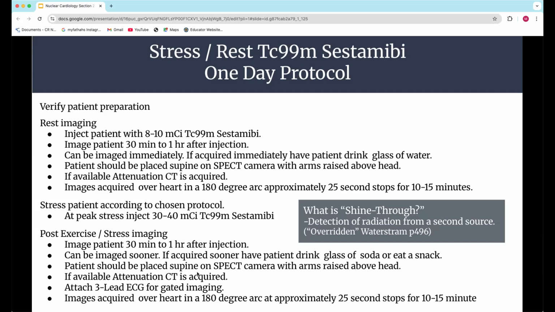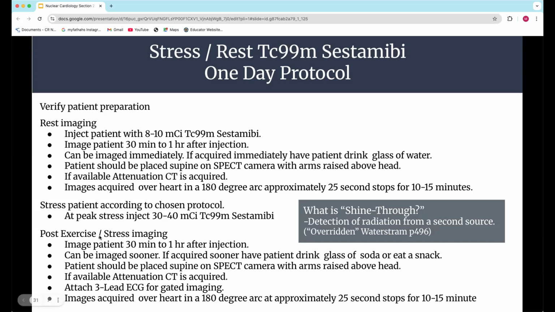Now, as you can imagine, besides those two differences, it's mostly a similar protocol to what we've talked about already, right? Inject the patient, image 30 minutes to 1 hour after injection. Again, hepatobiliary clearance. You can image this immediately. We'll talk about some caveats in a minute. Let me just get through these bullet points. But the patient should be placed supine on the SPECT camera, arms above the head, because we don't want attenuation from the arms. 180-degree arc, typically for somewhere in the neighborhood of 10 to 15 minutes, again, depending on your camera.